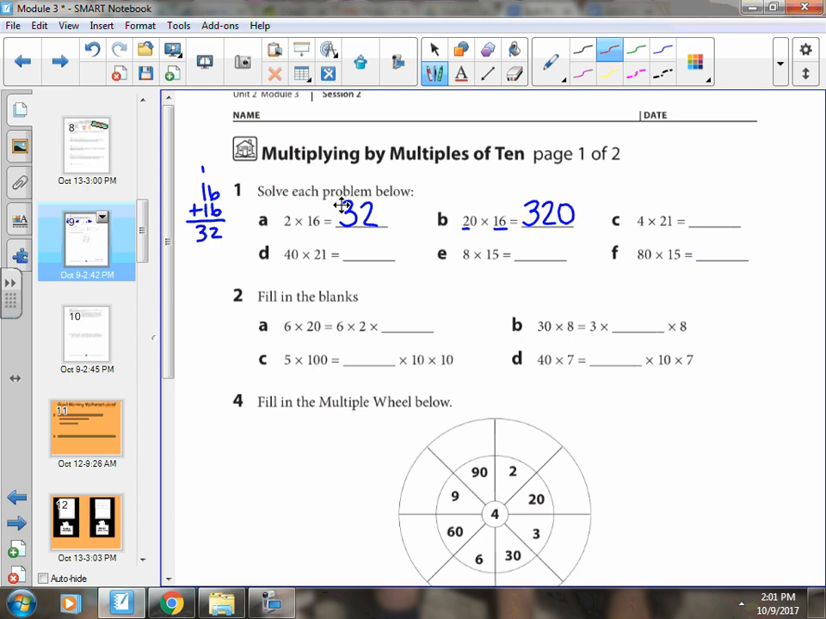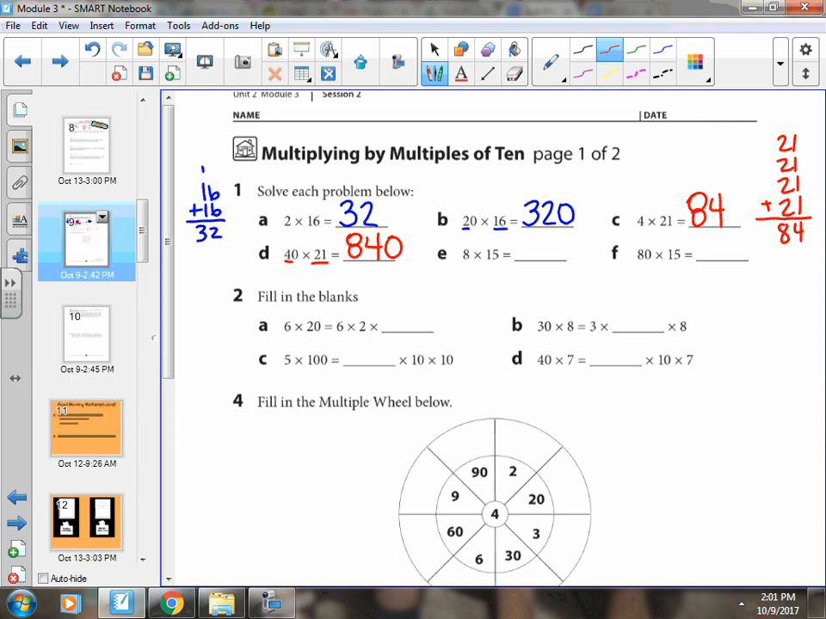Letter C, 4 times 21. I might double. If I double 21, I get 42. And if I double 42, I get 84. If I didn't know that, maybe I would add 4 21s together, that repeated addition. Or maybe you know the traditional method for 21 times 4. That would be fine as well. But 4 times 21 is 84, and if I know that 4 times 21 is 84, then I know that 40 times 21 would be the same thing, but with a 0, 840.